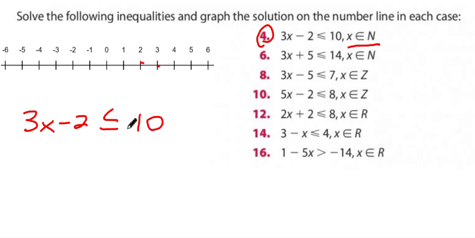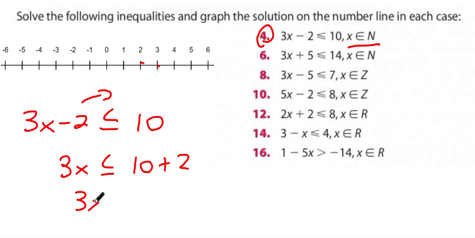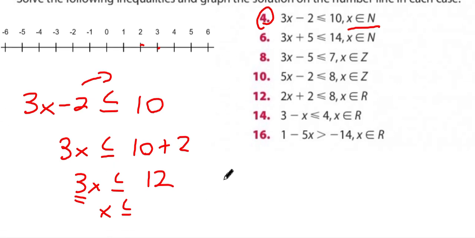X wants to be on its own. Is X on its own? What's the first thing that leaves? And what happens when the minus 2 crosses over? So 3x less than 12. Divide, the 3 is a multiplier, turn it into a divider. 12 divided by 3? 4.